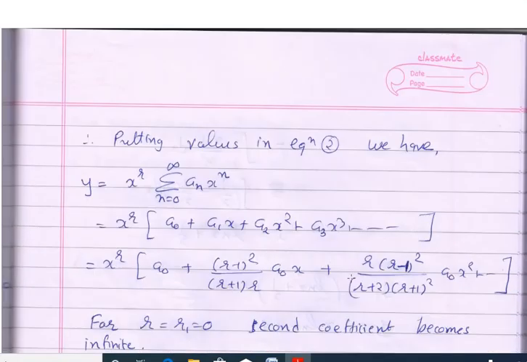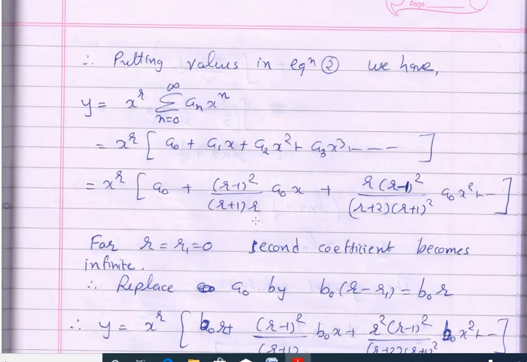Now putting these values in the equation, that will give you y is equal to x raised to r times [a0 plus (r minus 1) whole square upon (r plus 1) a0 x plus r into (r minus 1) whole square upon (r plus 2)(r plus 1) whole square a0 x square, and so on]. Now if you put r is equal to 0, for the smaller value, the second coefficient, the coefficient of x, becomes infinite. So in that case, this is the case of logarithm.